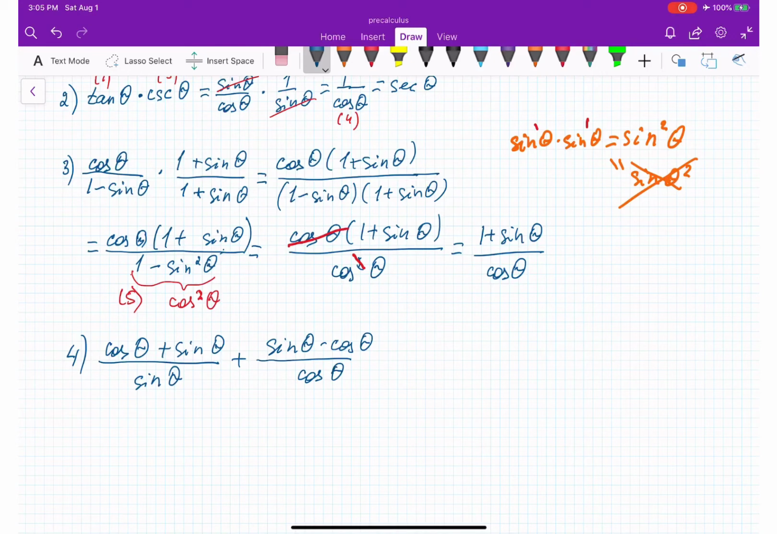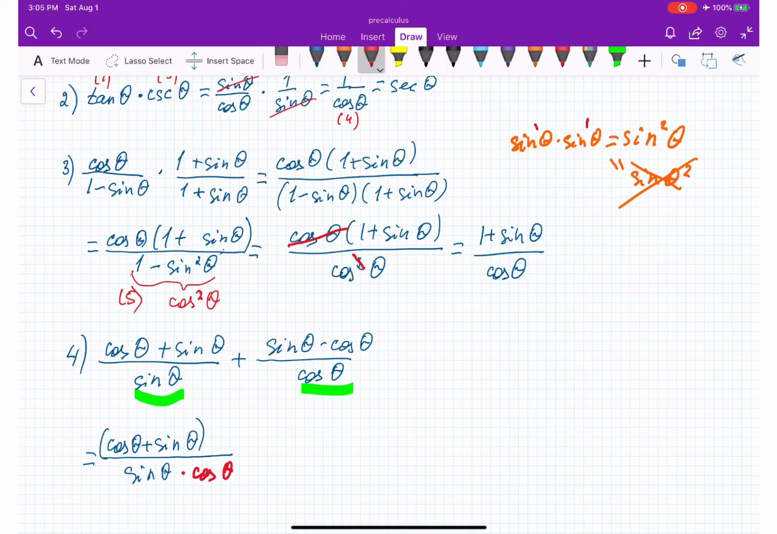So first thing, what do we have to do? It's an addition, bring to common denominator. So here we have sine theta, here we have cosine theta. So the denominator will be sine theta times cosine theta, right? Let's bring to common denominator, sine theta, cosine theta. So here we will have cosine theta plus sine theta, and at the bottom we have sine theta, so I have to multiply by cosine theta, right? Because cosine theta is missing.